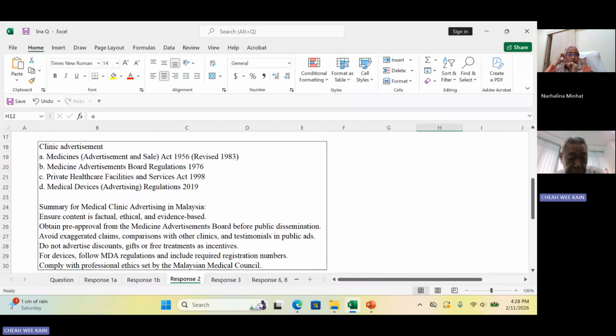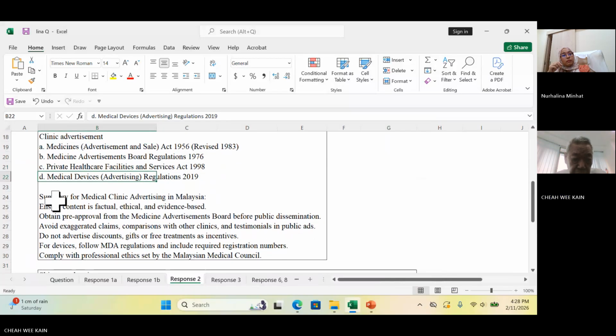Now, before that, I split into clinic advertisement. You should know there is the Medicine Advertising and Sales Act, the Medicine Advertising Board Regulation Act, the Private Healthcare Facility and Service Act, and the Medical Devices Act. Let's say, for example, you are promoting some services for medical devices, ultrasonic, MRI, or whatever it is. So this is a summary for medical clinic advertising.